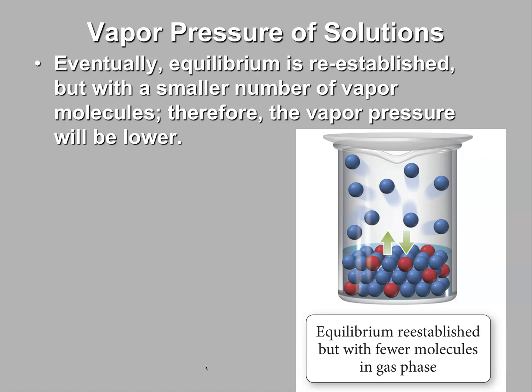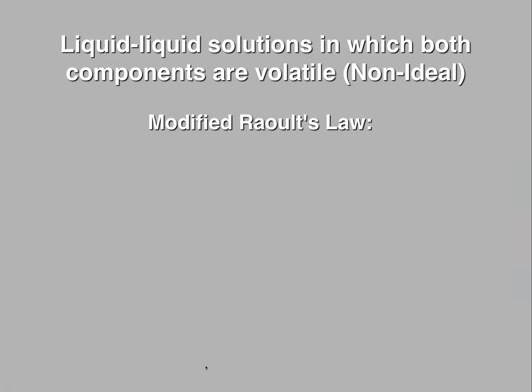So we've seen, starting with a pure solvent, as we add solute, the equilibrium is adjusted, reducing the rate of vaporization, therefore a lower vapor pressure is eventually established once the equilibrium is reestablished. So we can kind of explain what's happening and why it's occurring. Questions with vapor pressure of solutions? Okay. All right, moving on to liquid-liquid solutions in which both components are volatile.